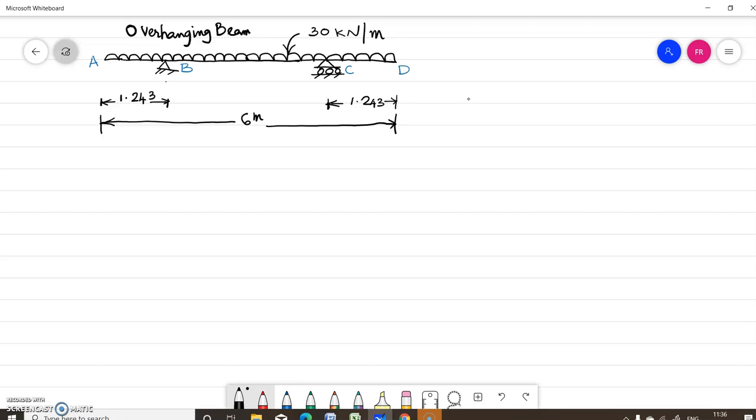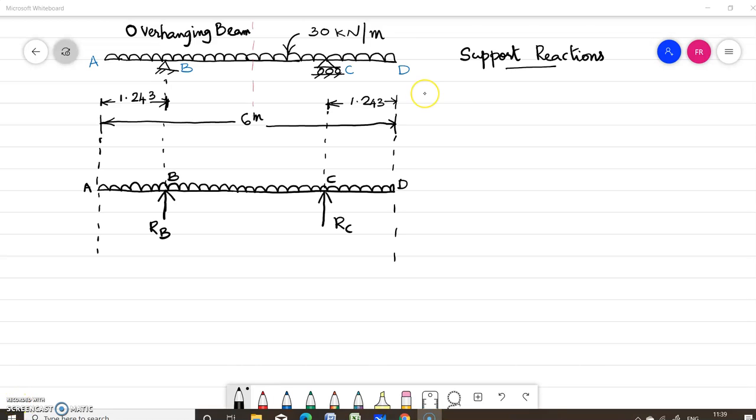So you can write the support reactions like this. Support reactions RB equal to RC equal to total load divided by 2, because this beam is symmetric about this vertical axis, centroidal axis. That is, the loading is symmetric and geometry is also symmetric. And you can see this total load is shared by these two supports.